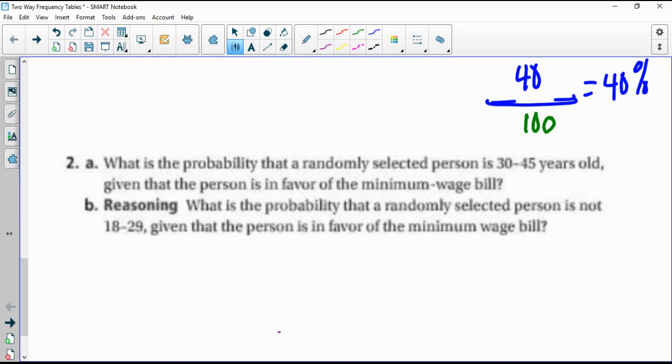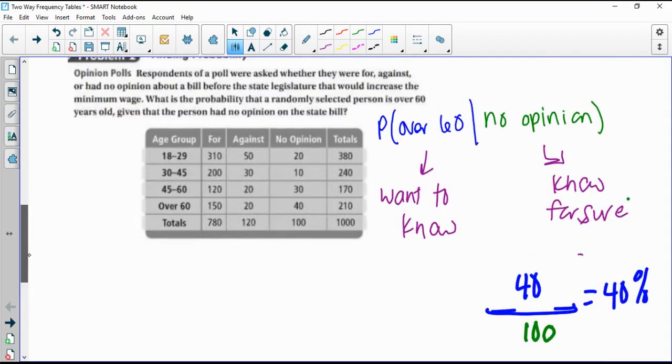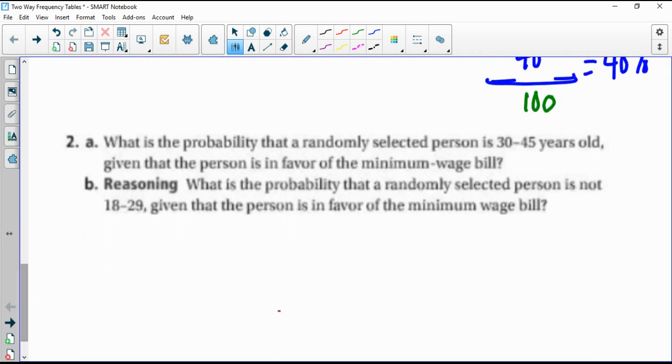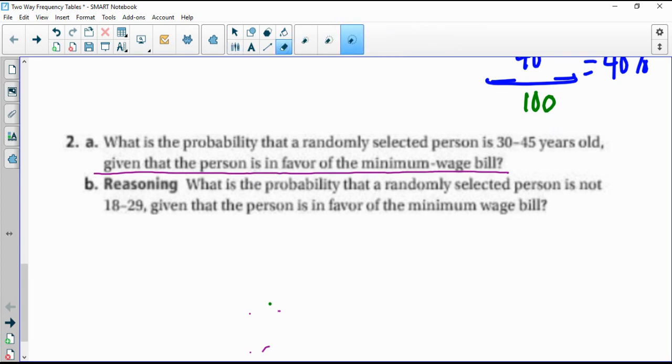Okay, so we're going to keep looking at this table about the bill. We're just going to answer some other questions. Okay, so part A of this says, what's the probability that a randomly selected person is 35 to 45, given that the person is in favor of the bill?